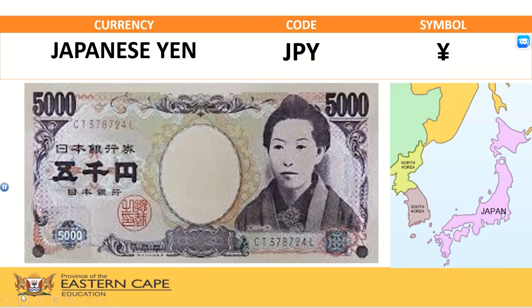Then we have the Japanese yen on your screen at the moment. The currency code is JPY, and the symbol looks like a Y with two little horizontal lines through it, and that is used throughout the country of Japan.